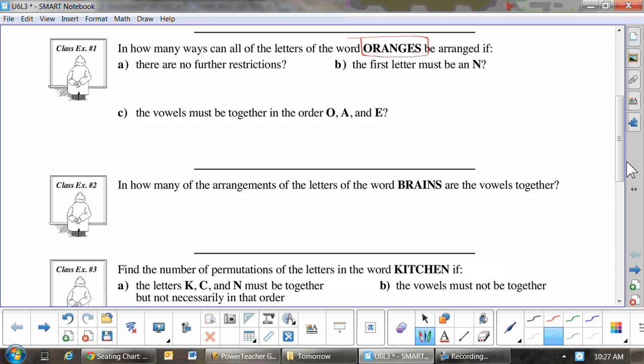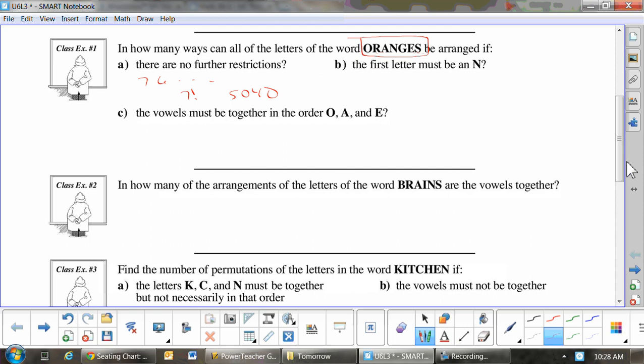So if there were no restrictions, like the last objective we learned, what would be the number of ways I could make? How would I do it? 7 times 6 times 5 times 4 times 3 times 2 times 1, right? So that's 7 factorial, which is 5,040. Now, that makes sense, right?